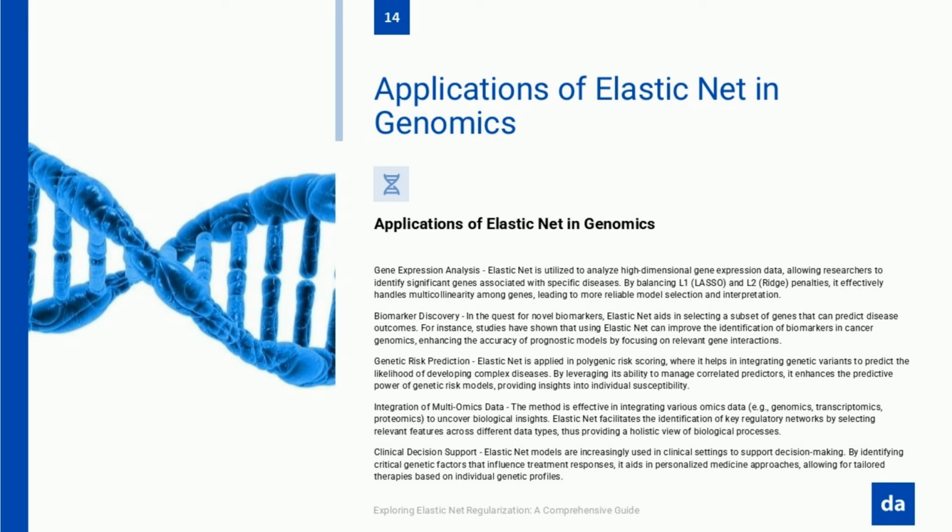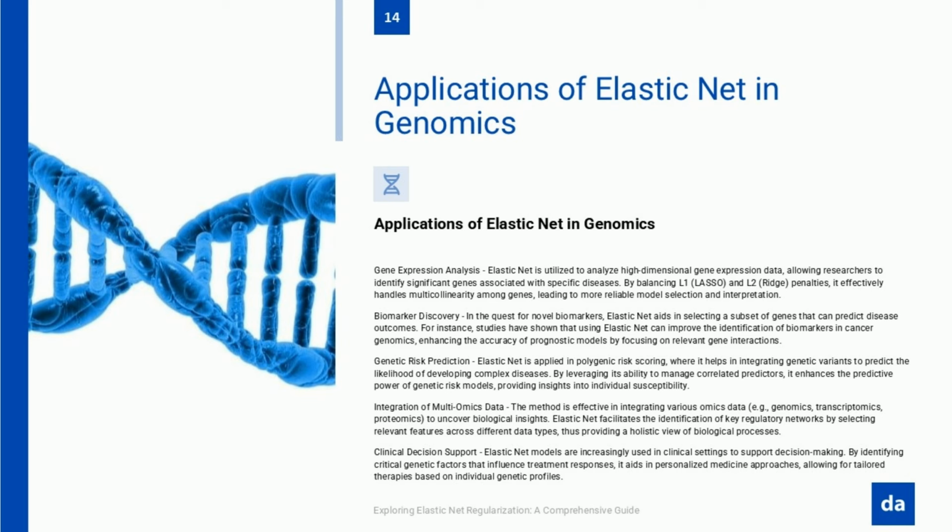Elastic Net is also transforming polygenic risk scoring, a method used to predict an individual's likelihood of developing conditions like heart disease or diabetes. Instead of relying on a single gene, scientists can now analyze thousands of genetic variations at once, with Elastic Net ensuring that only the most predictive and stable markers are included.